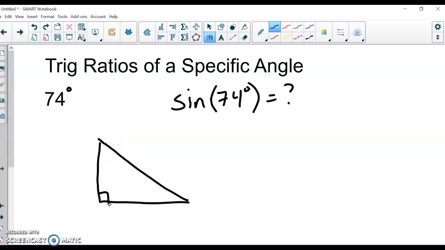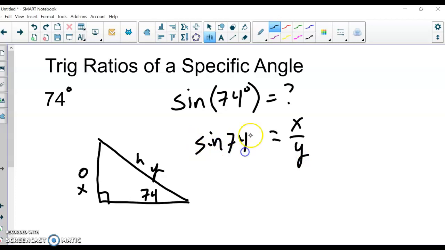and I have a 74 degree angle here. Here's my opposite side, here's my hypotenuse. So let's call this X, maybe let's call this Y. I want to know basically, if this is 74 degrees, what X divided by Y is. And so we can do that using GeoGebra.